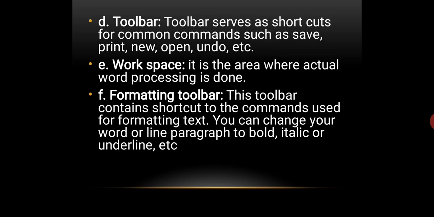Now we have the formatting toolbar. This toolbar contains shortcuts to the commands used for formatting text. You can change your word, line, or paragraph to bold, italics, or underline. You can also manipulate your document. For instance, if you want to bold the heading, put it in italics, or underline it, you can do that using the formatting toolbar.